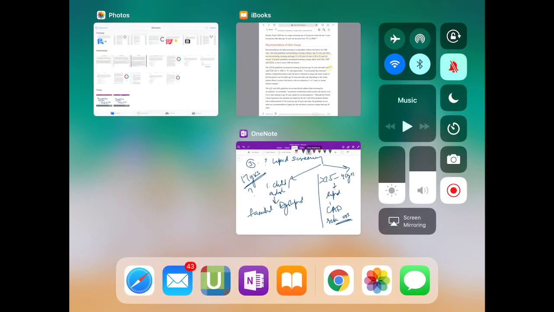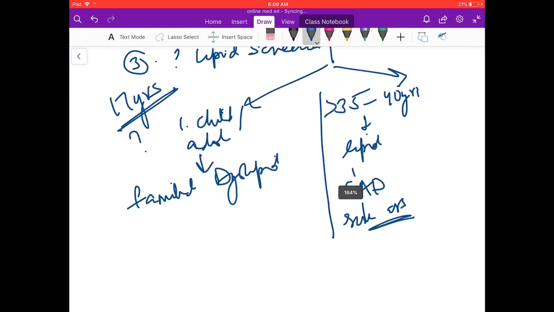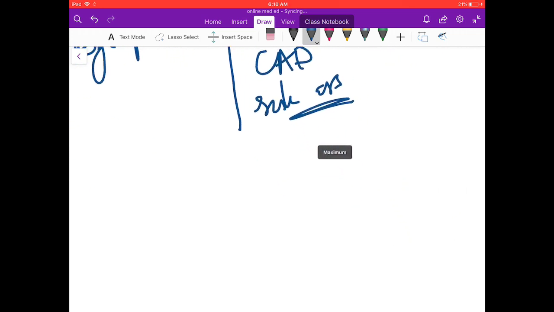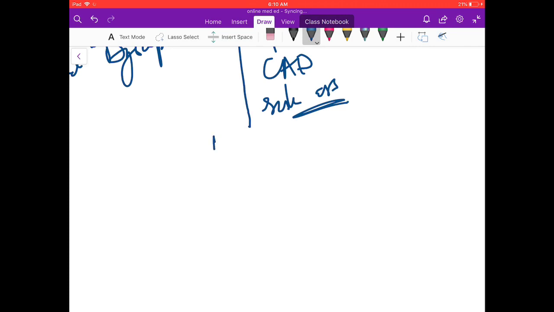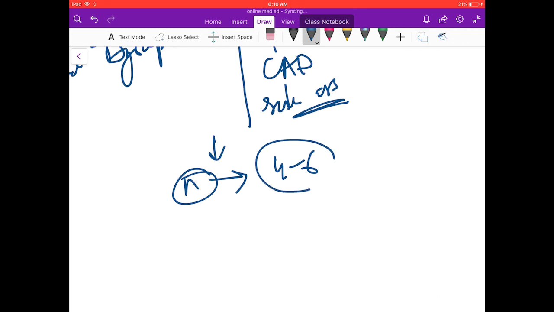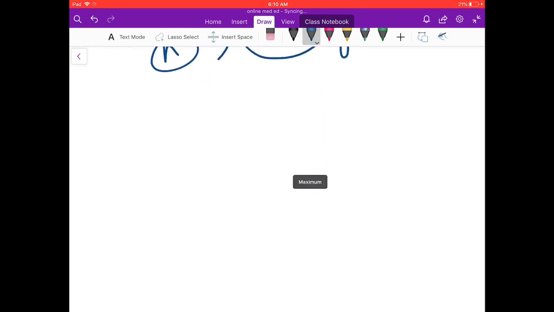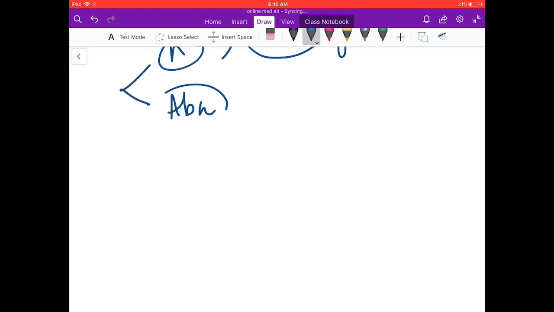Now let's go back to our whiteboard and talk about what you will do if you actually screen this person. Now, you get a screen and the person has an absolutely normal lipid profile. Well and good. What you would do next is just send him home and screen him again after 4 to 6 years. Clear enough? But in case he has an abnormal profile, what do you do next?